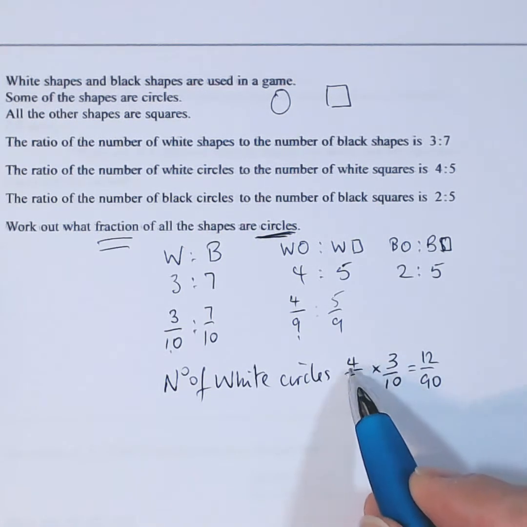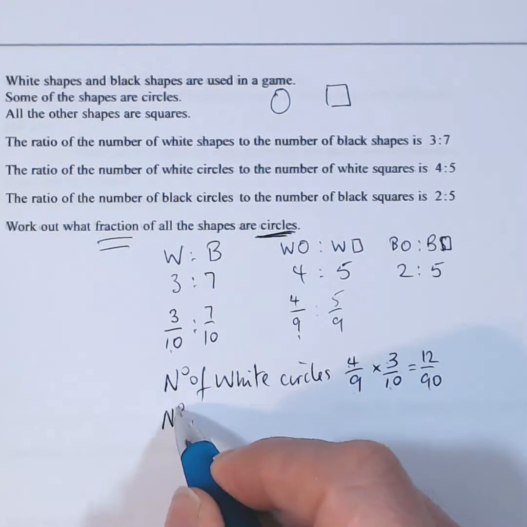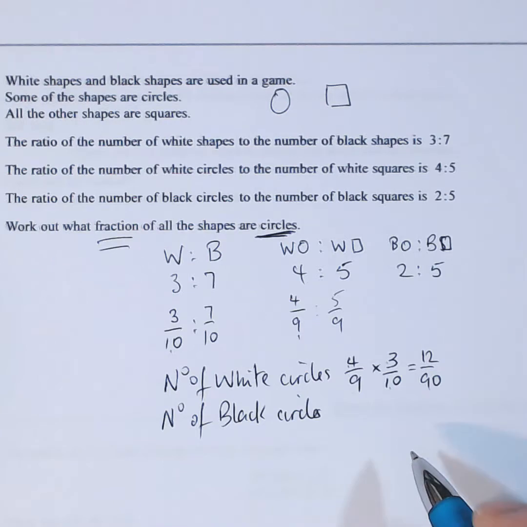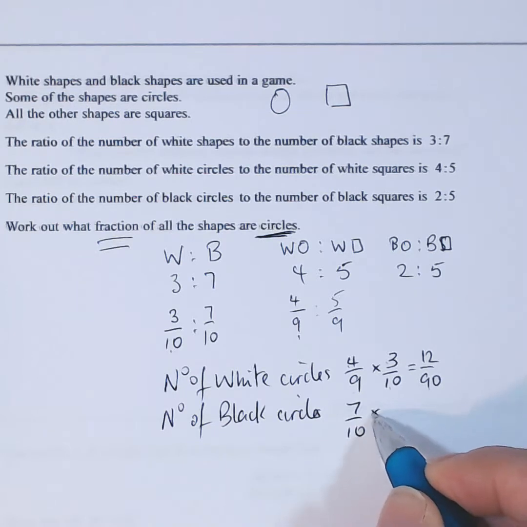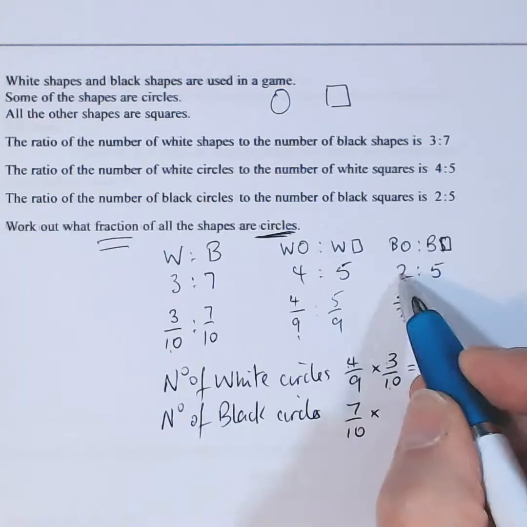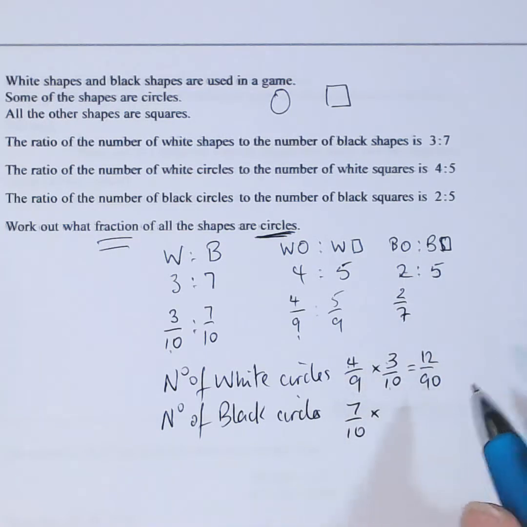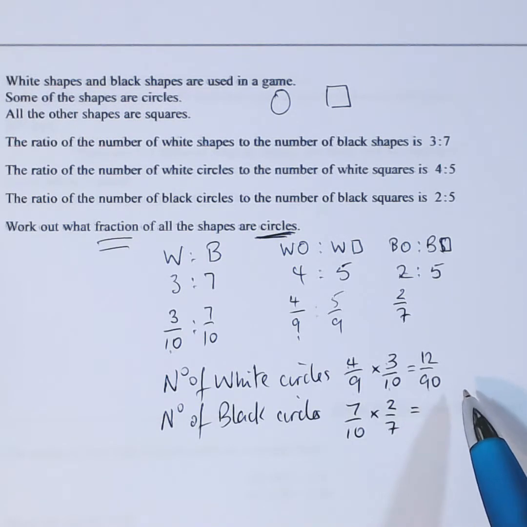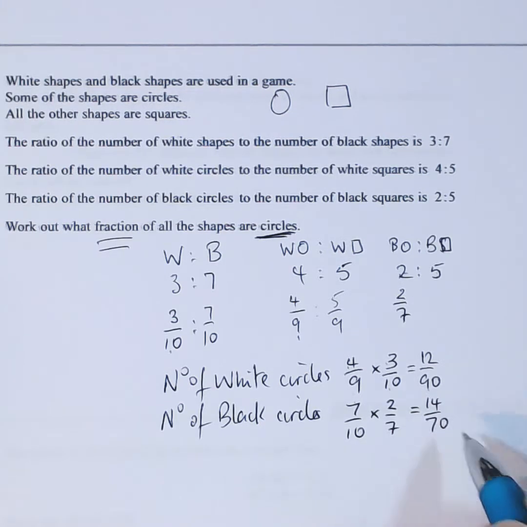Now when you're timesing fractions, you times the numerators and then you times the denominators, and then that gives you that. And we also then need to know the number of black circles, because the question is talking about the total number of circles. And the blacks, there were 7/10 of all the shapes which were black, and circles was here, so that's 2/7. Remember, to get the fraction we add the two variable parts, 7 parts altogether in this, and therefore we've got 2/7 of them being black circles. So we're going to end up doing 7/10 times 2/7, which is going to be 14/70.